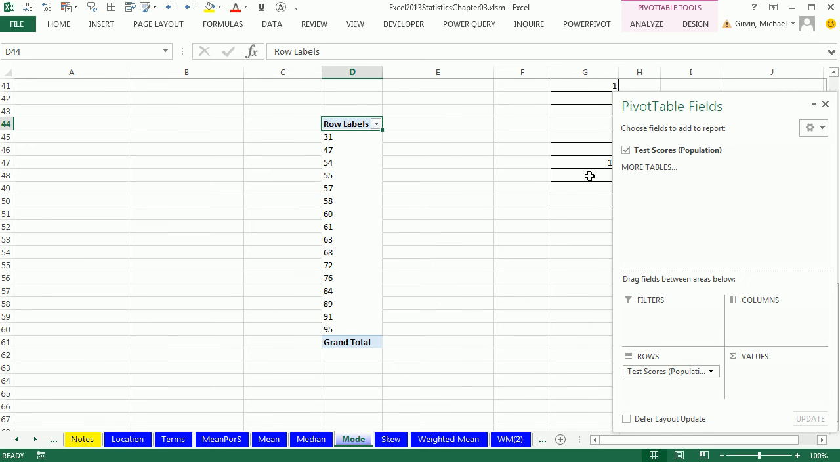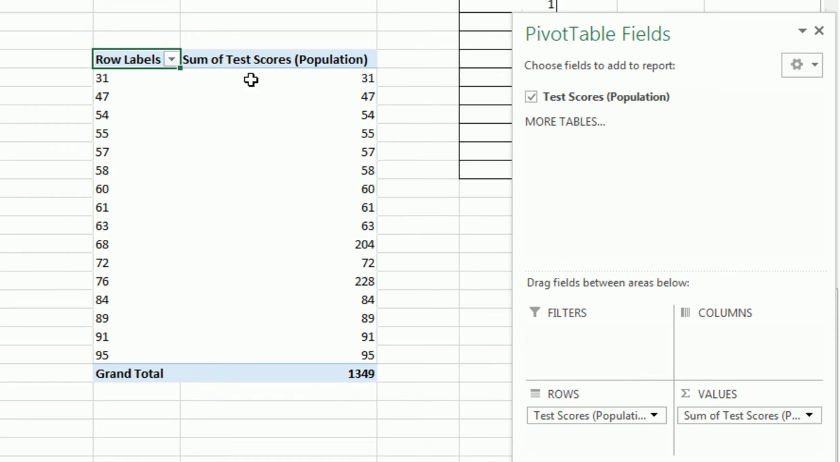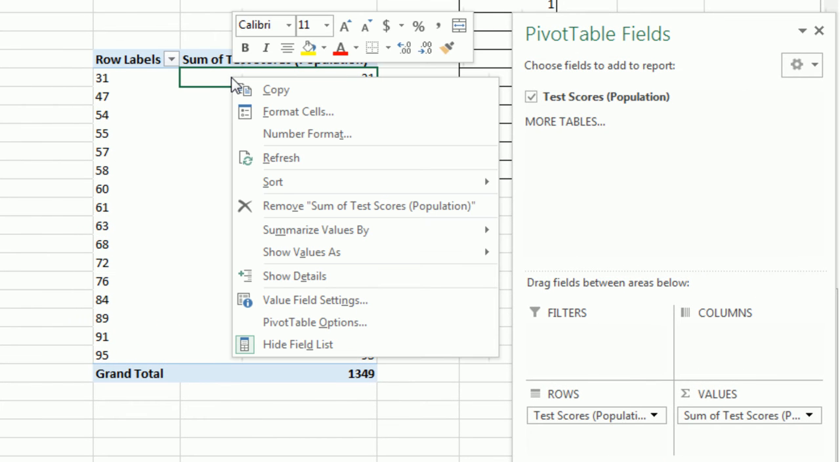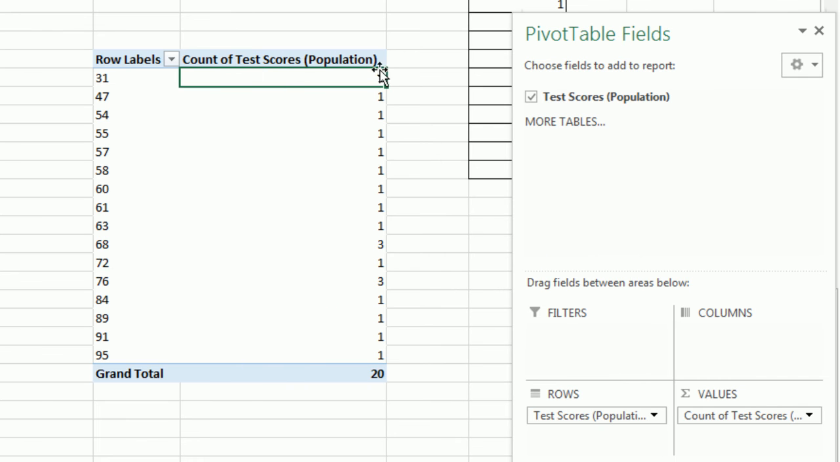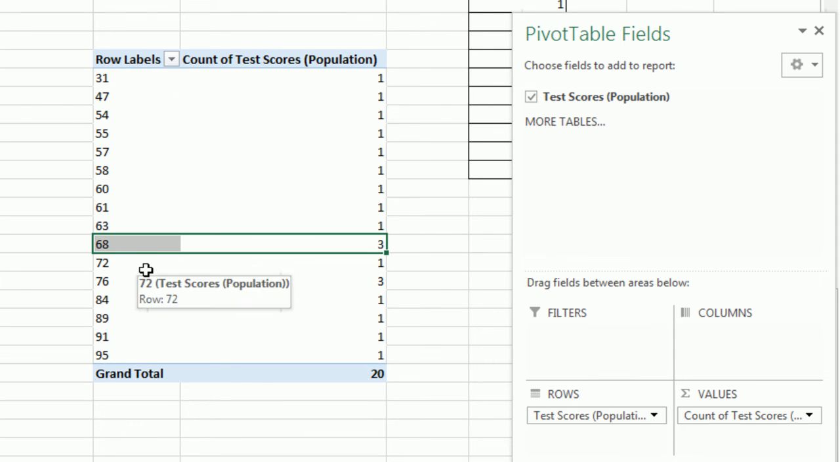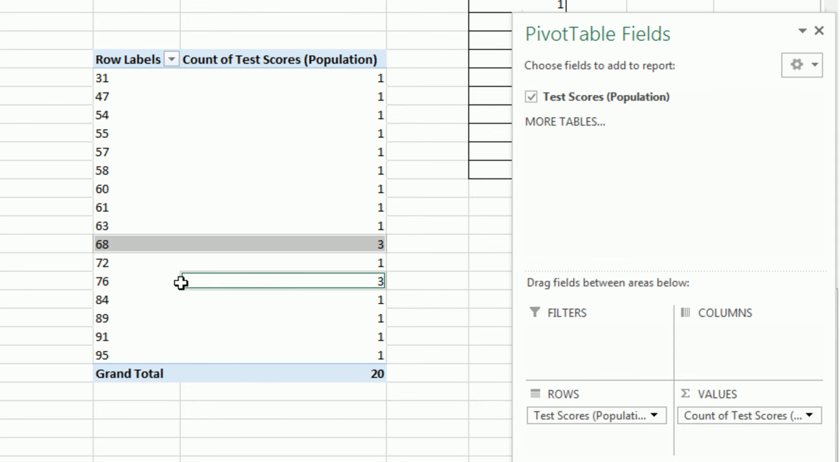We get instantly a unique list of test scores. The same field down to values. It defaults to sum because it's a number. Right click, Summarize Values By, and we want to count. OK, so there's a bunch of ones. And sure enough, the MODE.SNGL pulled out the 68, but it totally missed the 76.